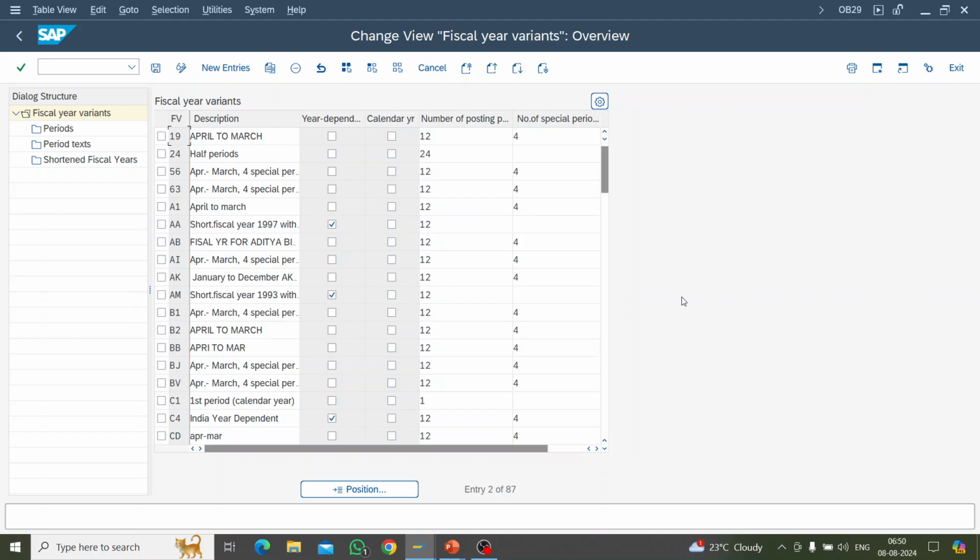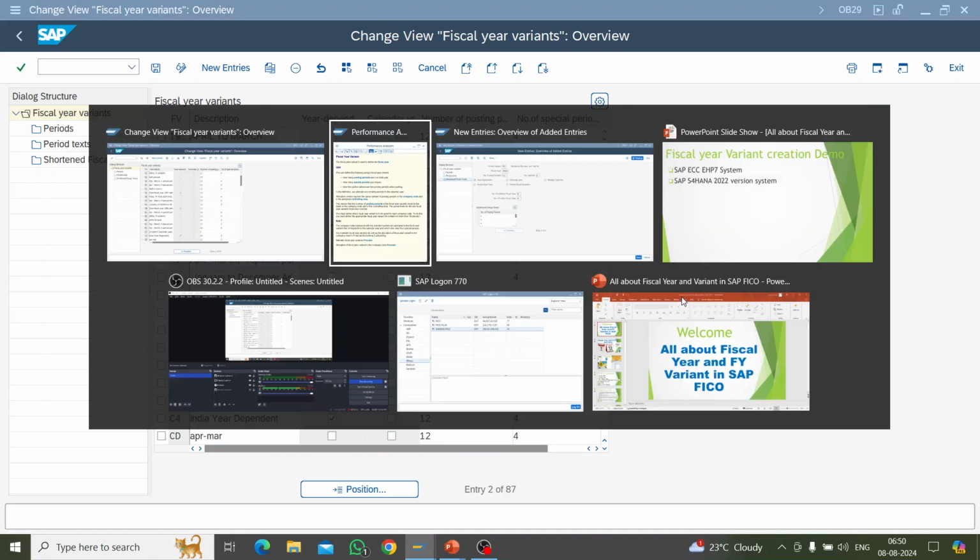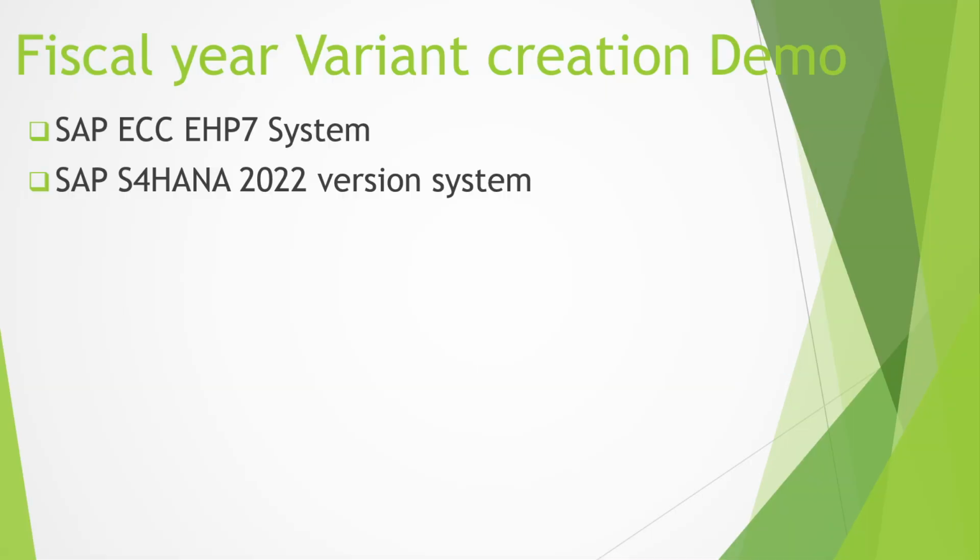Now let's go back to our presentation. So we have seen the demo in the ECC system also. We have seen also the demo in the 2022 version as well. Here what is important to remember is we can use the SAP standard provided, whatever they have given, and if we want to use our different kind of nomenclature for the fiscal year variant, all you need to do is just copy the things.